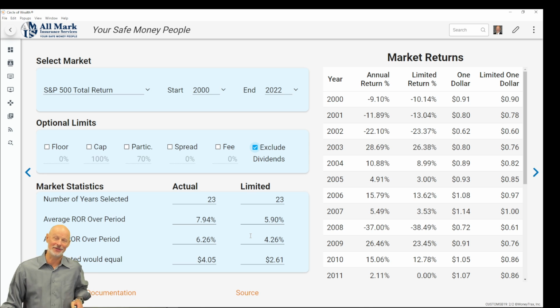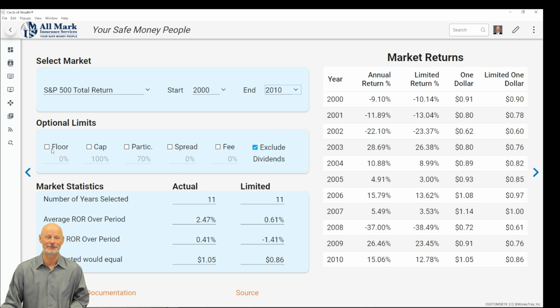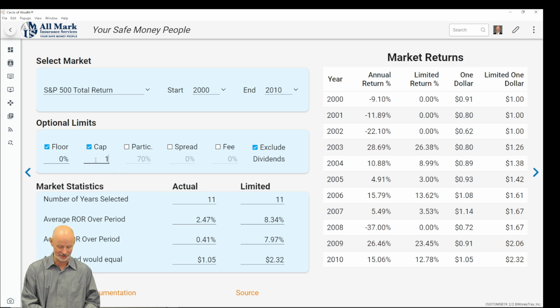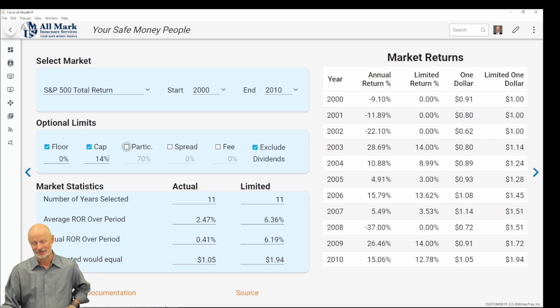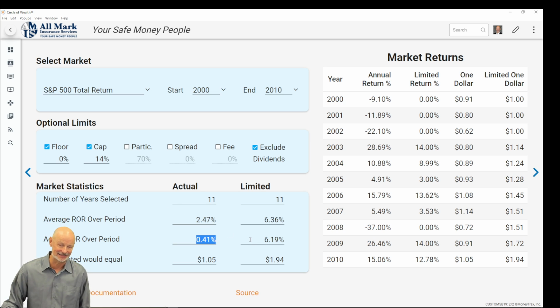So let's compare that to a different concept. Let's go back here to 2010. And let's put a floor of 0, meaning that when the market went down, we made 0. And let's put a cap of 14, because at the time, cap rates were running at 14%. So over that period of time, being in the S&P, we actually made 0.41%. By doing what we call indexing, we got 6.19%.